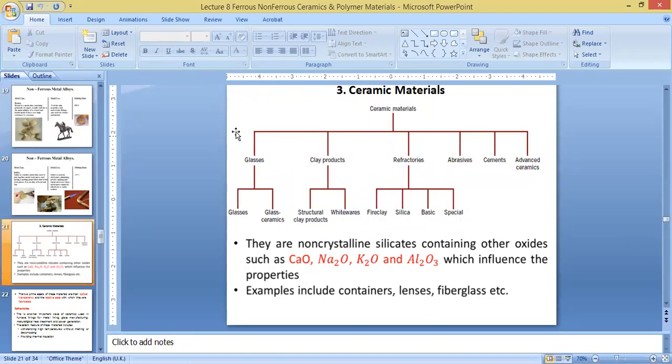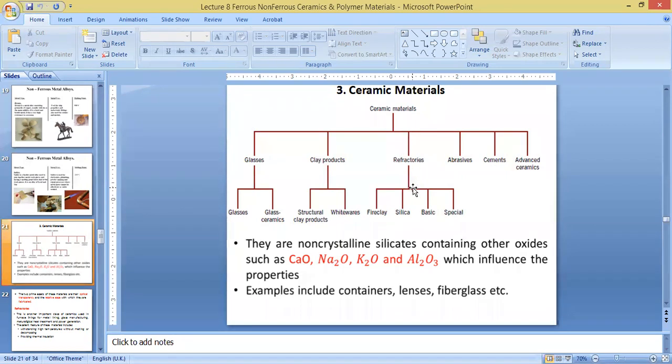Under ceramic materials, you have glasses: glass ceramics and just simply glass, the clear glass. Clay products are also ceramic materials. You have the structural clay products and the whitewares. Whitewares are those plates you eat from, white china, your mugs, cups, and breakable plates. Those are considered whiteware.